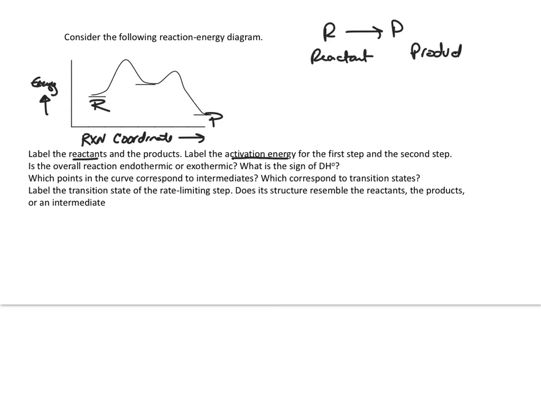And then activation energy. Activation energy goes from the energy here to the very top. Okay, that's activation energy. So we'll call that AE1 for the first step. So this is AE1. And then the second step would actually be from this point here. This is AE2 for the second step.